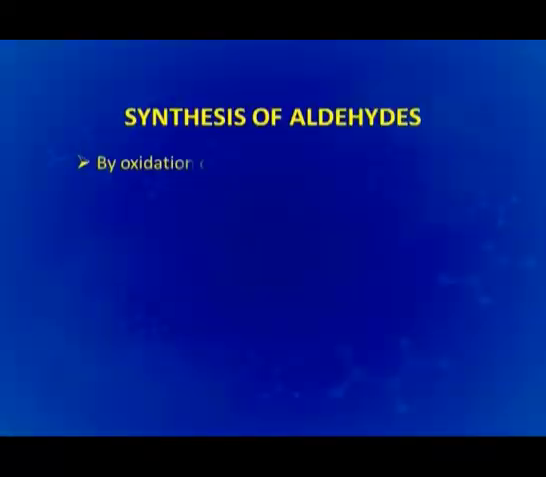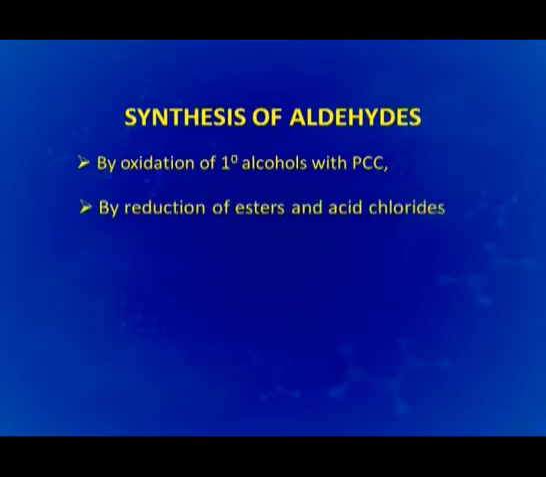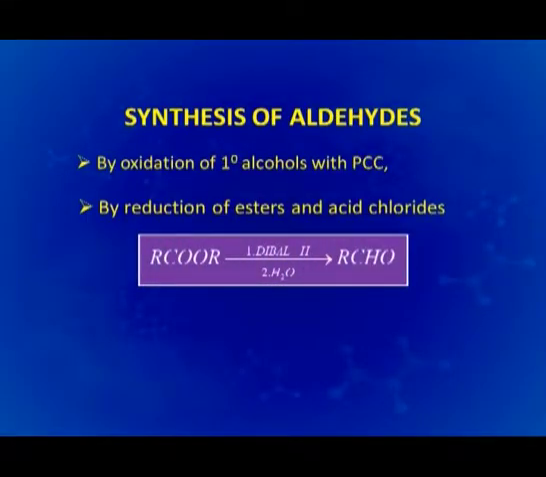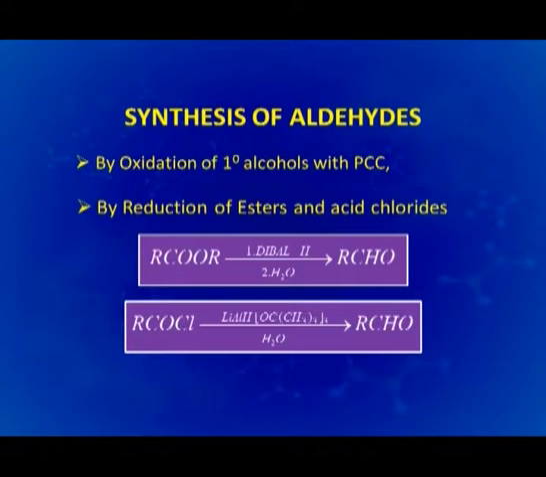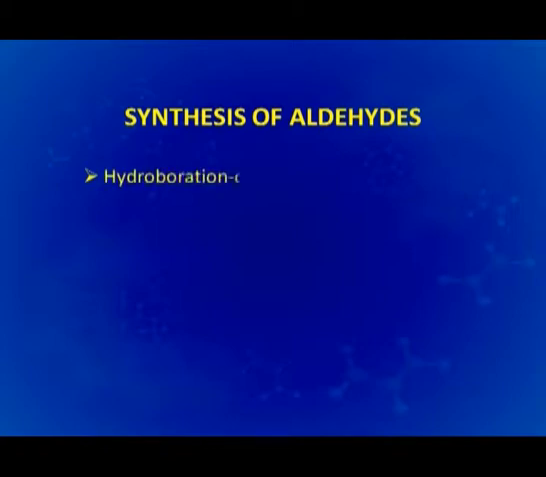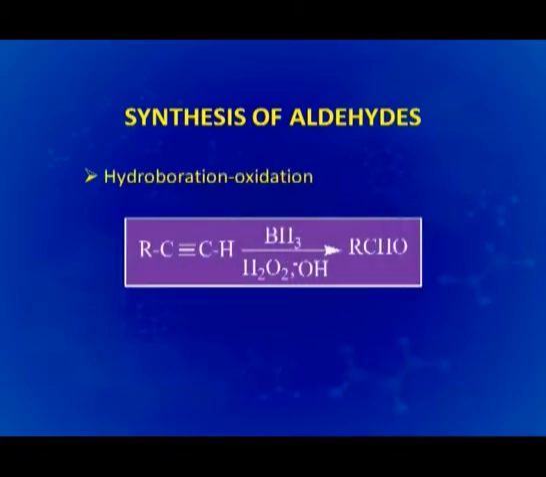These are the general methods to synthesize aldehydes. First method is by oxidation of primary alcohols by using PCC. PCC is nothing but pyridinium chlorochromate. And the second method is by reduction of esters and acid chlorides. Esters as well as acid chlorides are derivatives of carboxylic acids. These esters on treatment with DIBAL-H, that is diisobutyl aluminium hydride, followed by protonation, and the acid chloride on treatment with lithium tri-tert-butoxy aluminium hydride, followed by water, give the aldehydes. And the third, as well as the most important method, is hydroboration followed by oxidation.